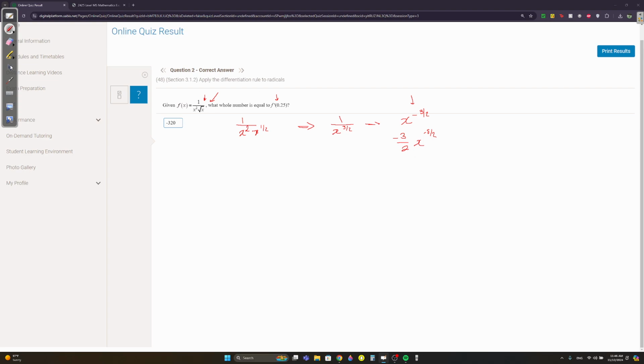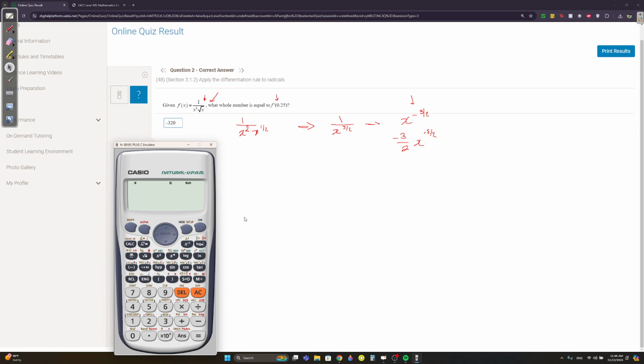Okay, so they're not asking for the final answer, they just want you to substitute 0.25 into that answer, right? So let's put minus 3 over 2, and we're going to put 0.25 to the power of minus 5 over 2. I did something wrong.